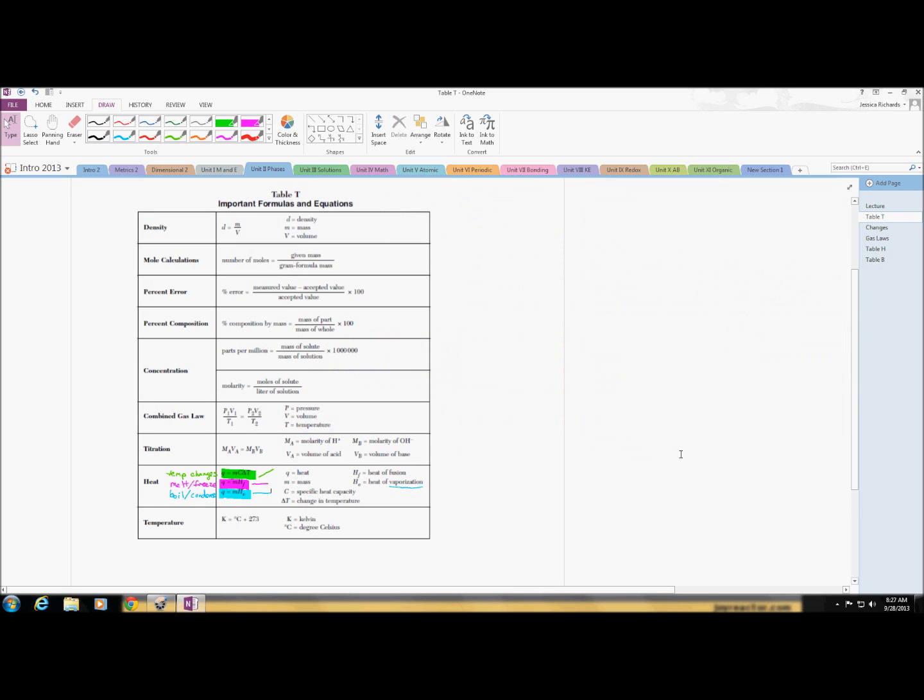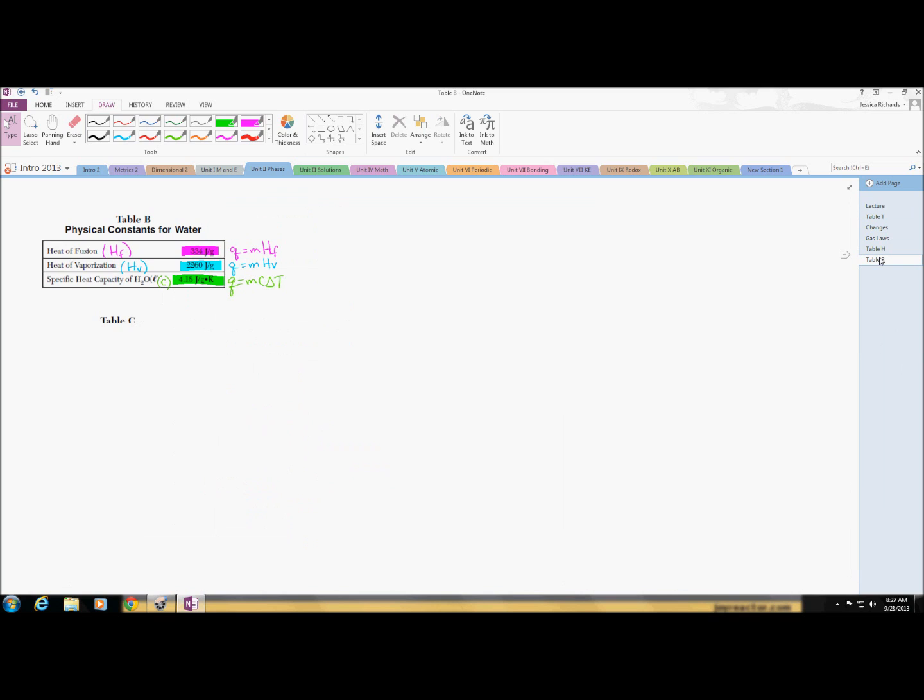I want you to flip to the front of your reference table and find reference table B. So over here on reference table B, they have the physical constants for water, and there's 3 different ones listed here. So heat of fusion is going to be shorthanded H sub F. That's the amount of heat that it takes to melt 1 gram of solid water into liquid water, or the amount of heat that needs to be released to freeze 1 gram of liquid water into solid water. And it's 334 joules per gram.